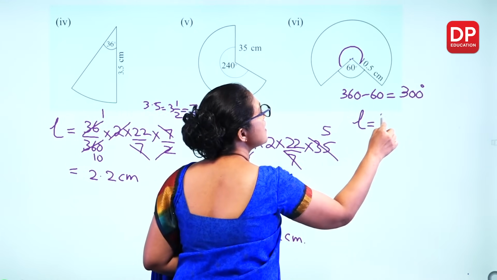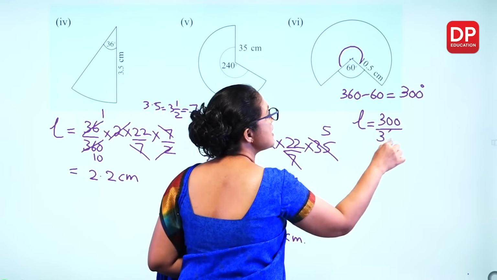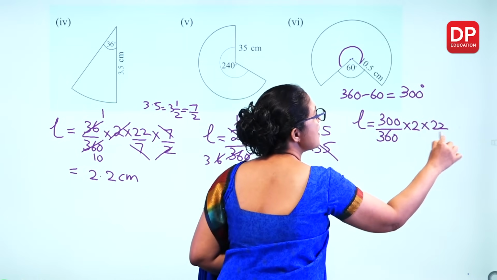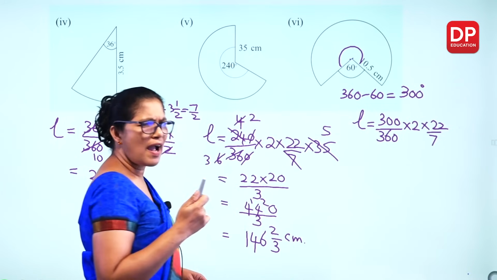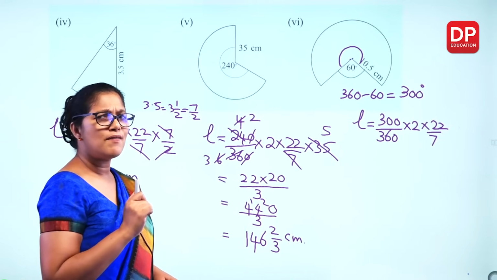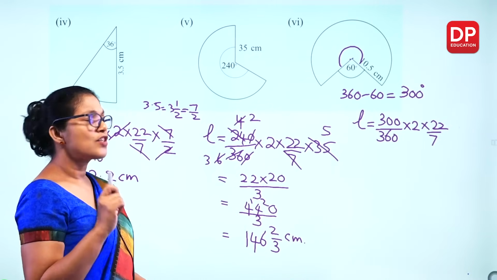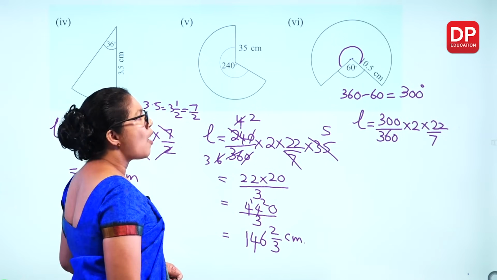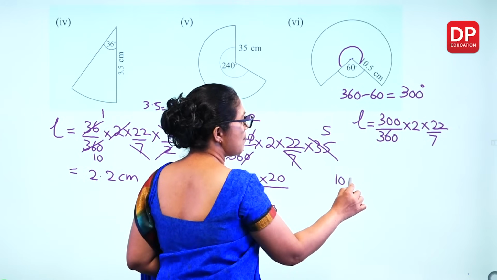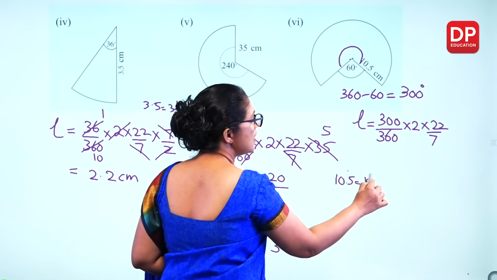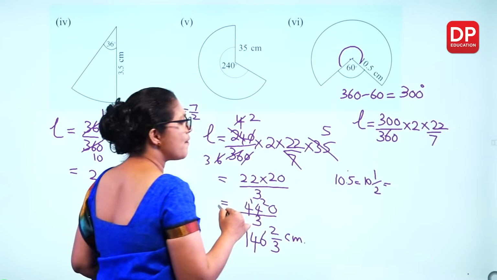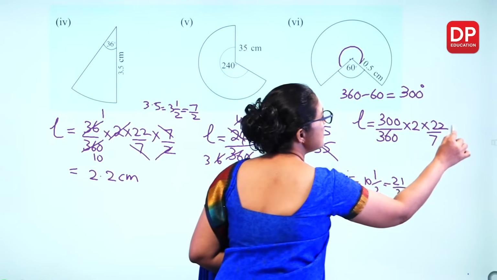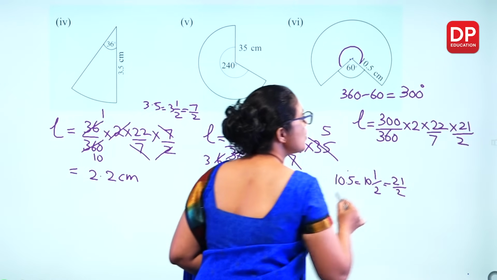Now you can apply the formula. So L equals angle divided by 360 into 2, pi value is 22/7. R, 10.5. Which one do we use? A decimal value or a fraction value? Fraction value is easier than using decimal value. So here, how can I write 10.5? 10.5 means 10 and a half. When I write it as an improper fraction, this is 21 over 2. So I can write this one as 21 over 2.